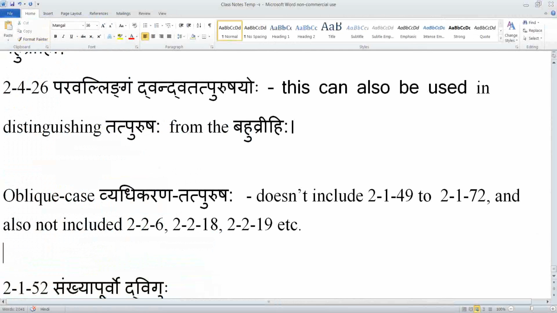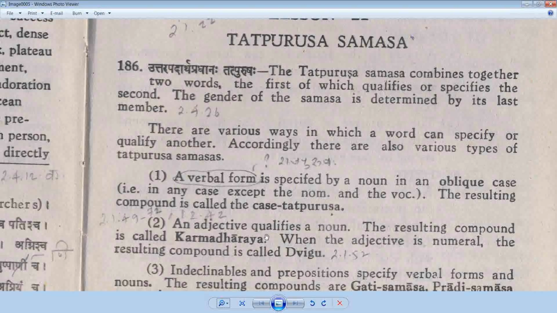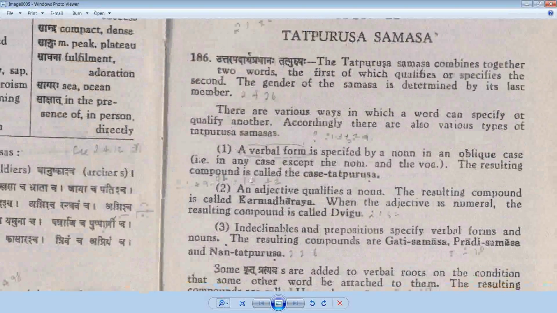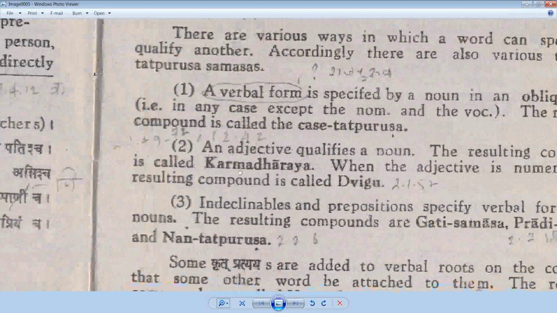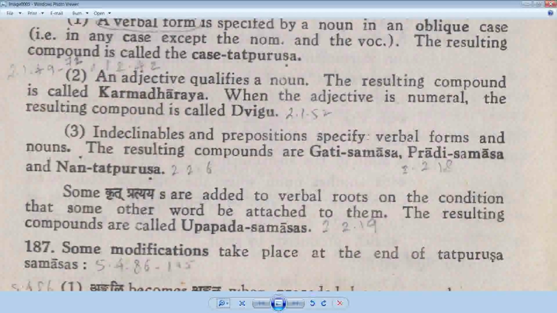Sankhya purva dvigu. Now the next thing in the lesson is he talks about the indeclinables and prepositions specifying verbal forms and nouns. Again, verbal forms don't compound. I don't know if verbal form is talking about tingantam padam. So tingantam padam, tingantam na samasyate. Always remember that. If you're trying to figure out a compound, if you have tingantam padam, forget about it. Tingantam padam will be separate, outside.